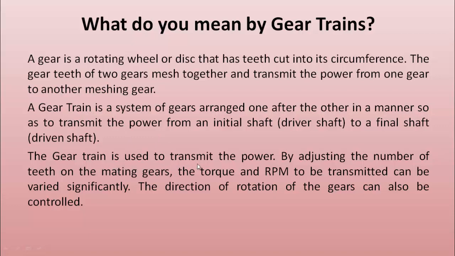So a gear train is used to transmit the power, just as I said, from the driver shaft to the driven shafts, and by adjusting the teeth on the gears of the gear train, we can control the torque and the RPM that can be transmitted. For example, in our automobiles we have a gearbox. That gearbox is basically used to perform this same function. At lower gears, the torque is high and the RPM is low, and at higher gears the torque is low and the RPM is high. That is why gear trains are used.